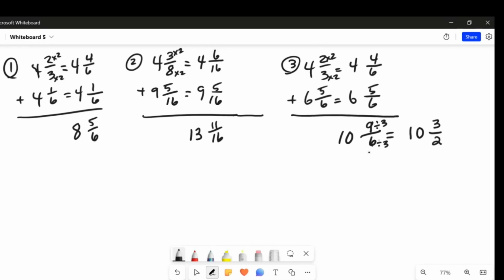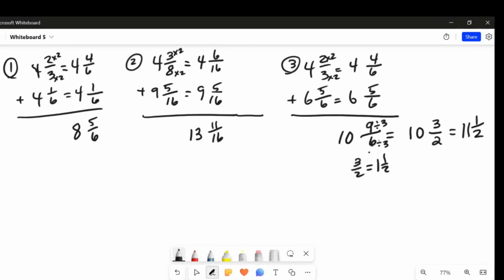Correct. It's an improper fraction. 3/2 is an improper fraction. So what this really is, 3 halves is really 1 and 1/2. So if we take that 1 and 1/2 and add it to the 10, we get 11 and 1/2. So we have to change that improper fraction into a mixed number.